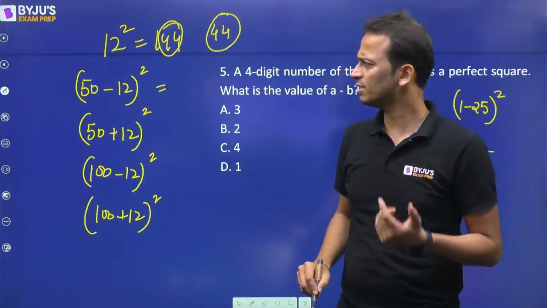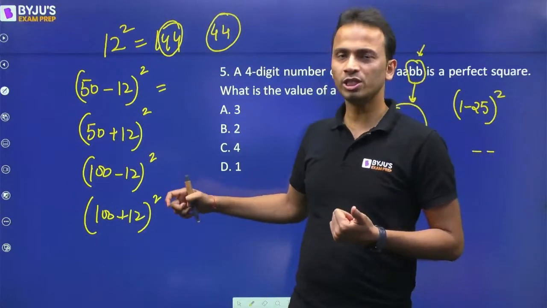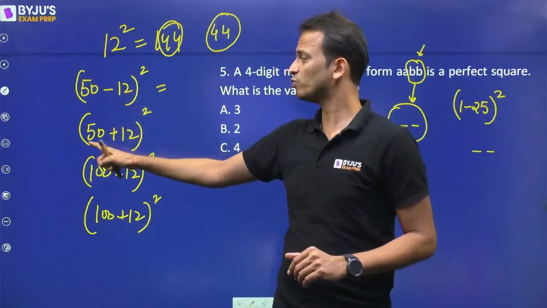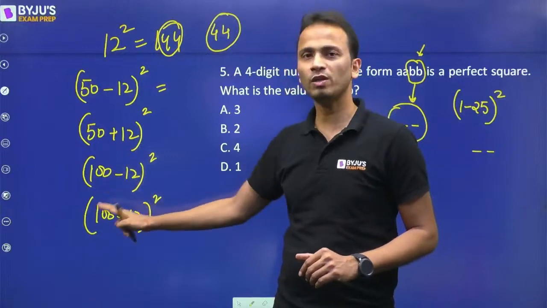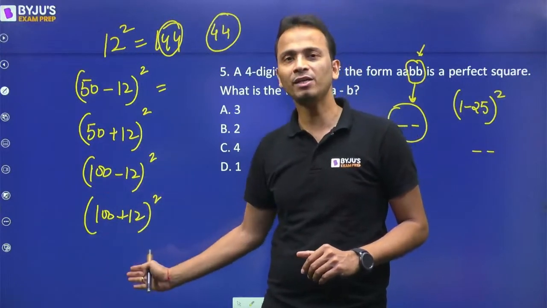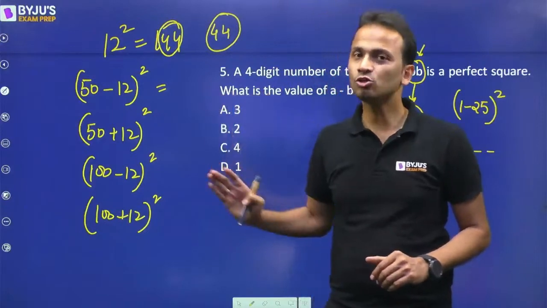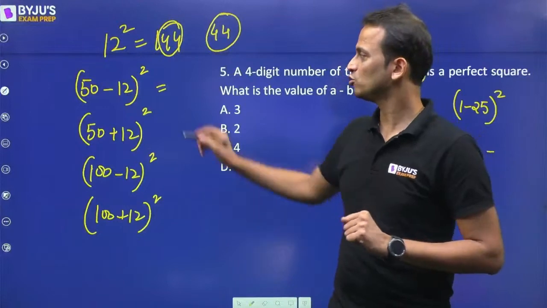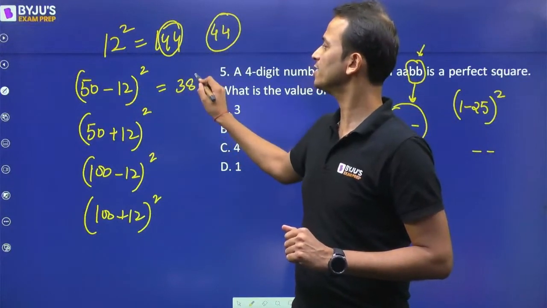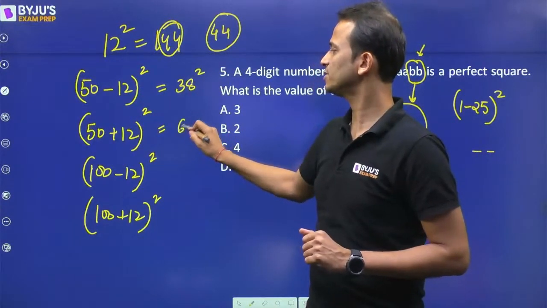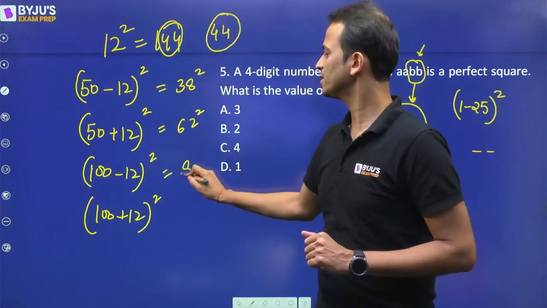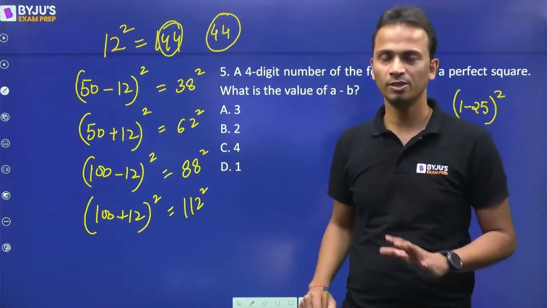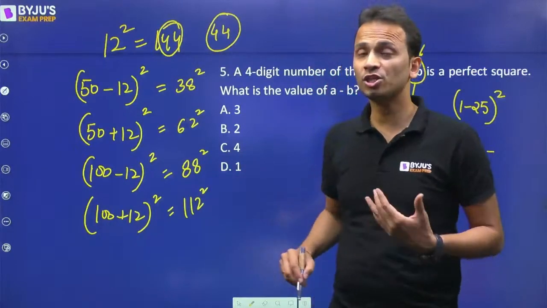So what I'm saying is that the last 2 digits of the squares of these numbers are forming a pattern. 50 minus 12, 50 plus 12. 100 minus 12, 100 plus 12. 150 minus 12, 150 plus 12. The last 2 digits of the squares of these numbers will also be 44. So what is this number? This is 38 square. This number is 62 square. Then it is 88 square. Then it is 112 square and so on. So I know in which direction I have to go.